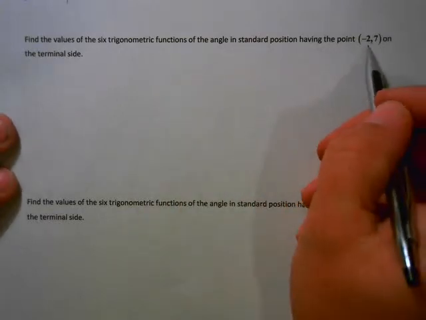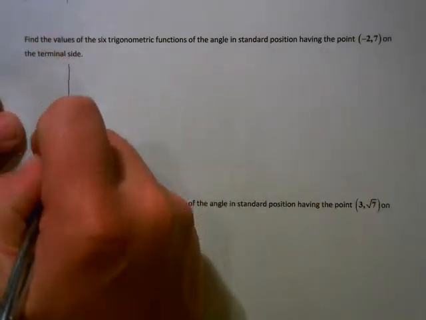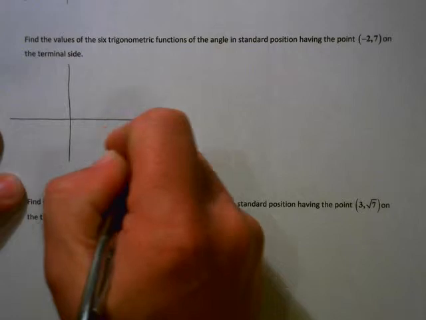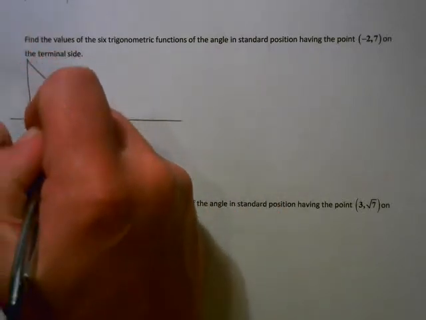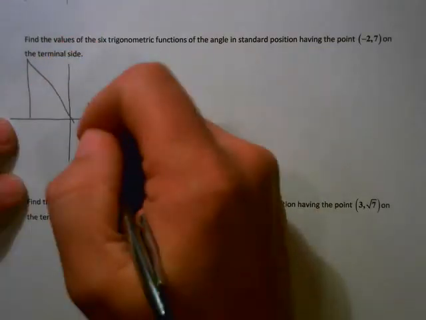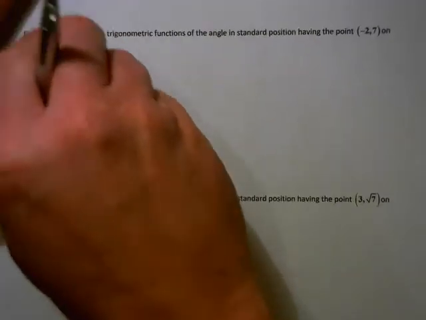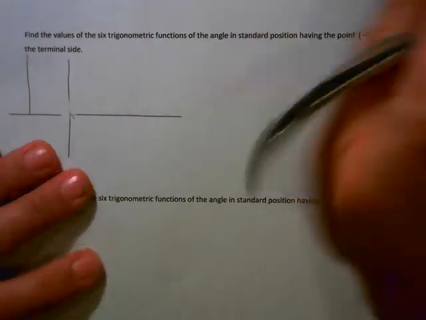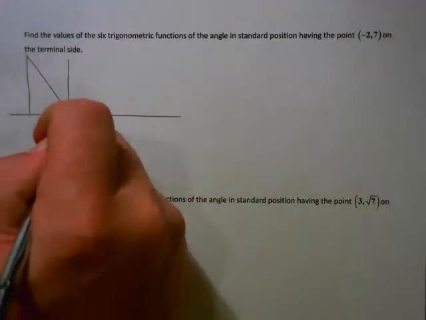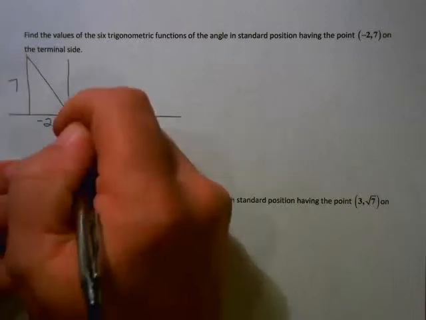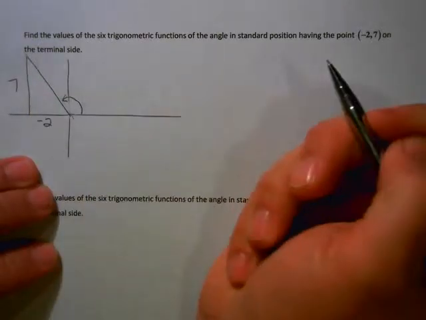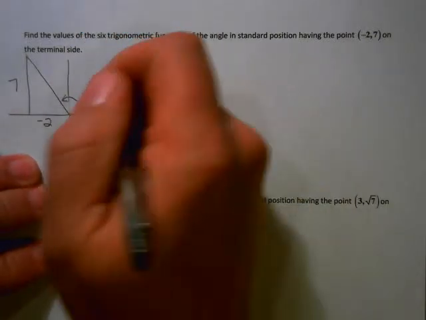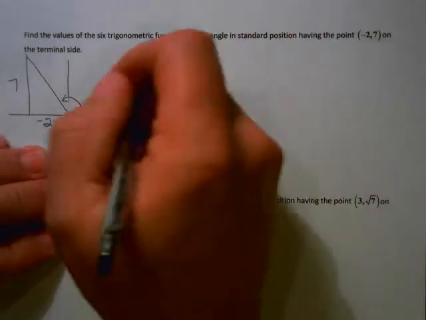So passing through the point negative 2, 7, so I'm going to go back to up 7, remember, back to the origin. It's not a very good triangle. So negative 2, back to positive 7, up 7. My theta in standard position. So I have to find my missing side.